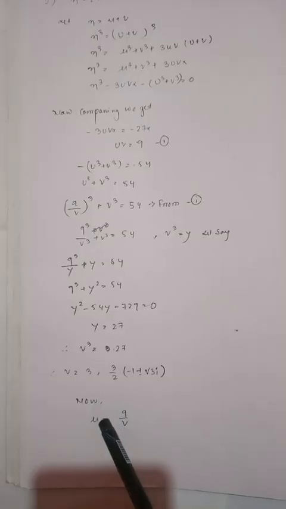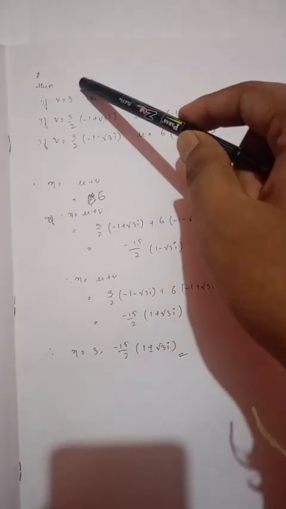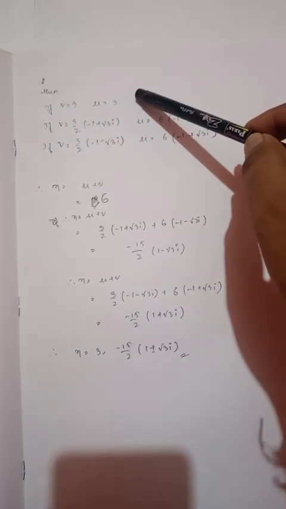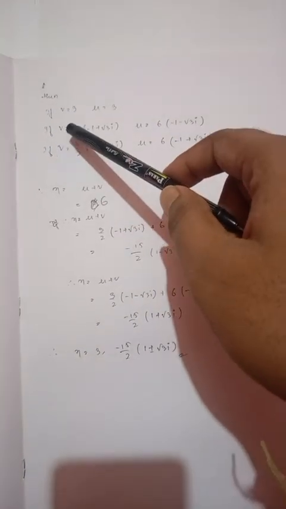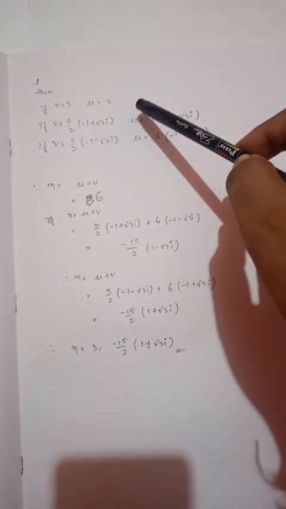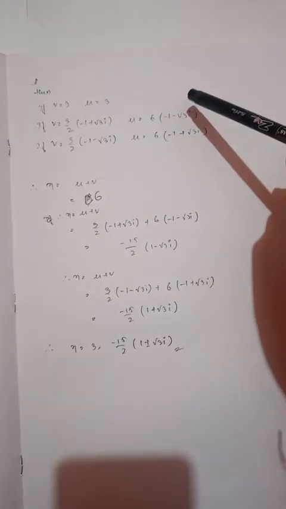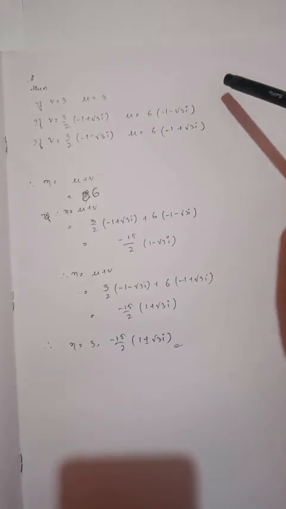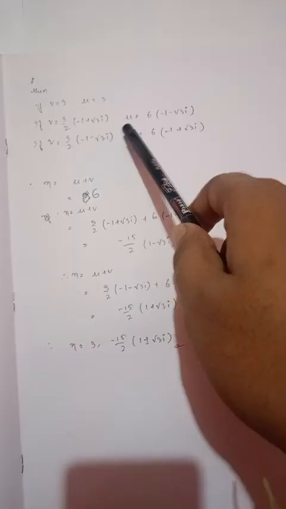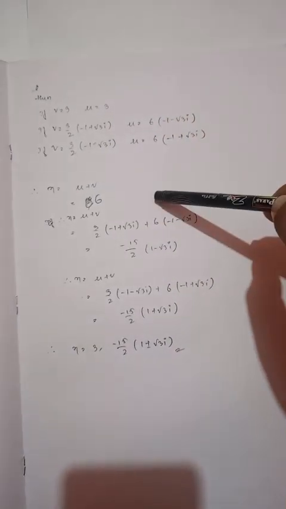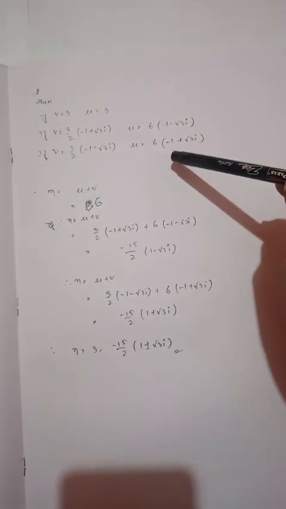Now, for u is equal to 9 by v, we can write: if v is equal to 3, then u will be 3. If v is equal to 3 by 2 (1 plus root 3i), then u is equal to 6 minus 1 root over 3i. If v is equal to 3 by 2 (minus 1 root 3i), then u will be 6 minus 1 root over 3i.